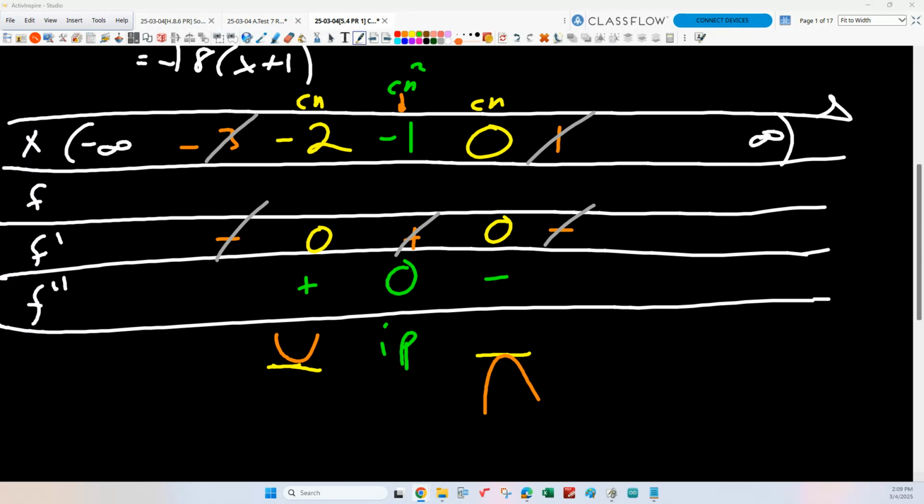Now, it only works for zero first derivatives. It's not going to work if I have a sharp corner, because then it can't have any concavity at that point. Does that make sense? Okay.